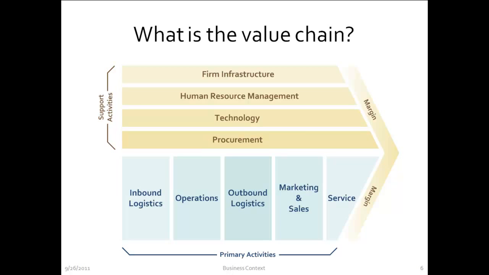So the primary activities are the activities that an organization does that are directly related to the creation and selling of its product. The first primary activity is inbound logistics, which is how the company acquires the raw materials in order to make its product. The second primary activity is the operation. For a manufacturing company it would be the manufacturing operations. For a consulting company, it would be the consulting services, how it delivers those consulting services. For a software company, the operations are how it makes the software.